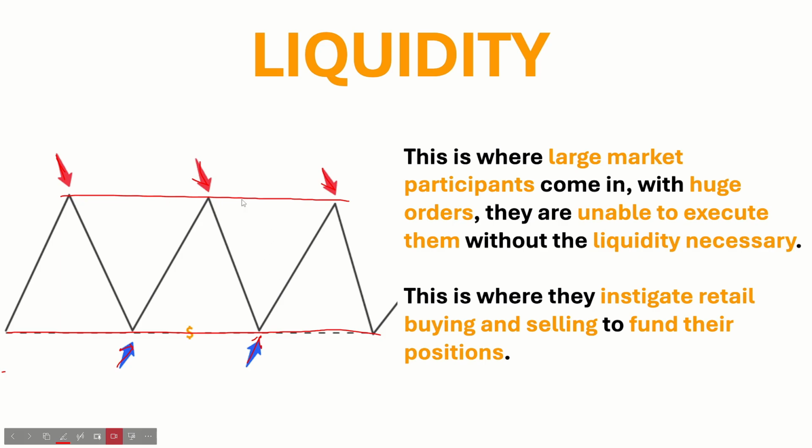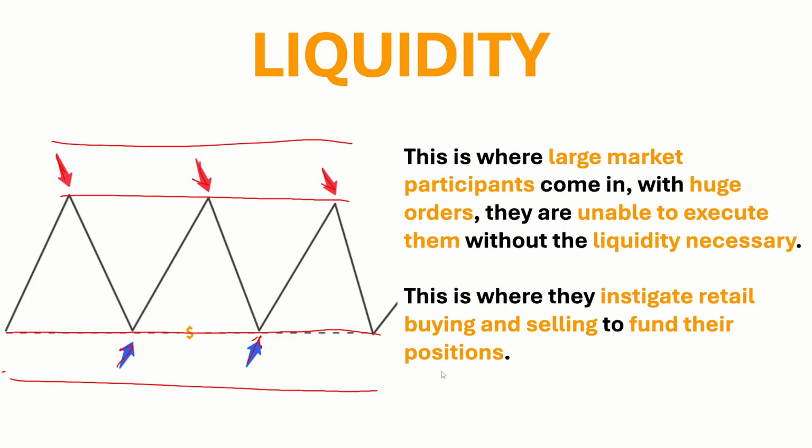There will be sellers here with stop losses up here, and there will be buyers here with stop losses down here. With this knowledge, they know if they trigger these stop losses, they get these people out of the market and they can use their positions to fund their positions. For example, if market took liquidity to the downside, we know their stop losses would be triggered. These buyers would be out of the market.